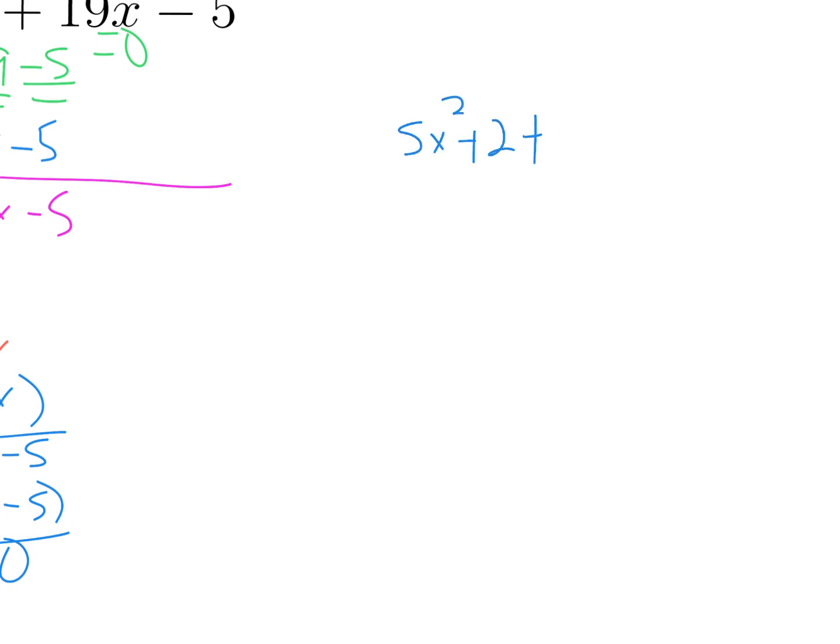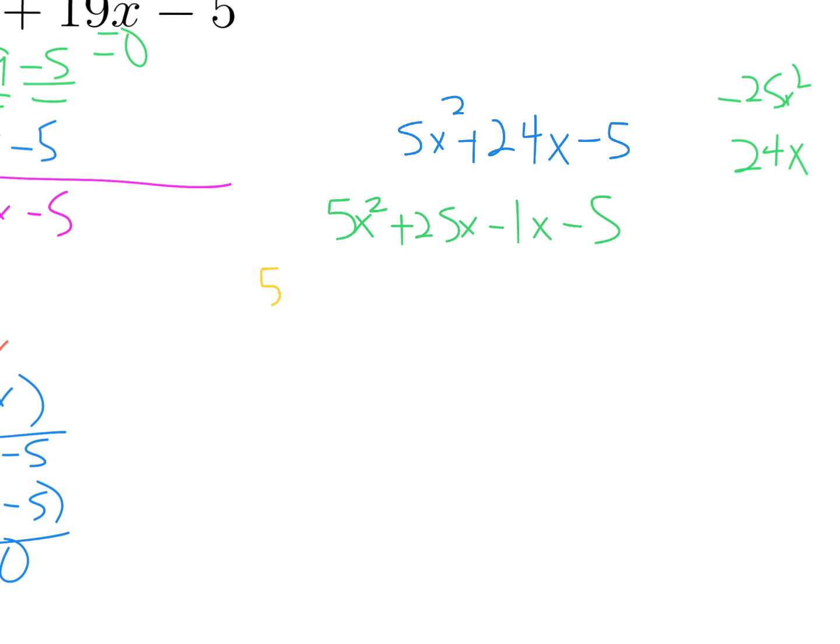Let's see if I can factor, because that's going to be my first go-to. 5 times negative 5 is negative 25x squared. So I got to multiply to negative 25 and add to 24. So 25 and negative 1. So 5x squared plus 25x minus 1x minus 5. Take a 5x out, I'm left with x plus 5, which means I want an x plus 5 here. To get that negative x minus 5, put a negative 1 there. This is equal to 0.